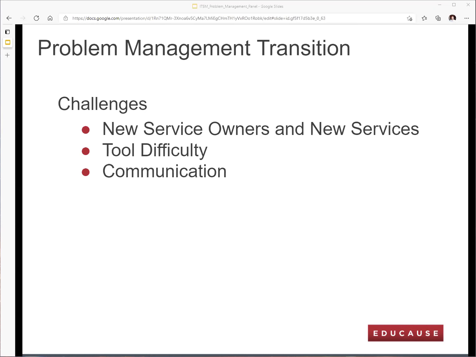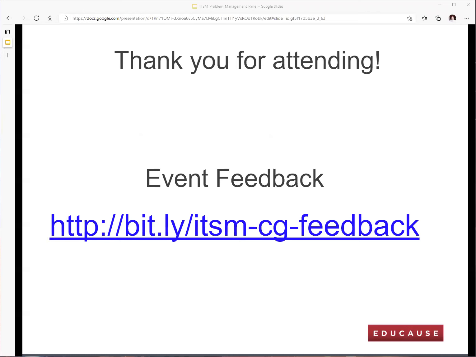So the reason we really decided to make this one of our initial pushes, to not implement problem management, but to continue with it and start to transition it into a leaner process, was it really helps us at the end of the day. If we can make sure that we're not repeating problems, then we can make sure that we're reducing the number of incidents that come in. And that's what I have.